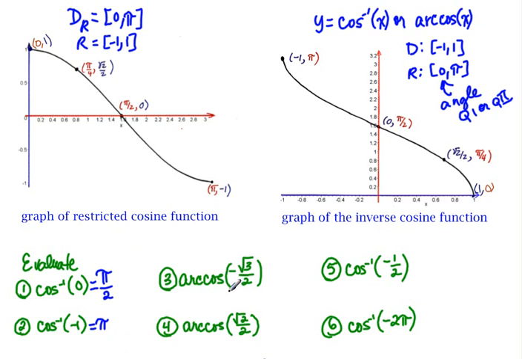What about the arc cosine? Again, another way to say the inverse cosine of negative square root of 3 over 2. So we're thinking about what angle has a cosine value of negative square root of 3 over 2. If you look at your unit circle or know this from memory, it's going to be 5 pi over 6. What about arc cosine of square root of 2 over 2? The angle that has a cosine of square root of 2 over 2 is pi over 4.